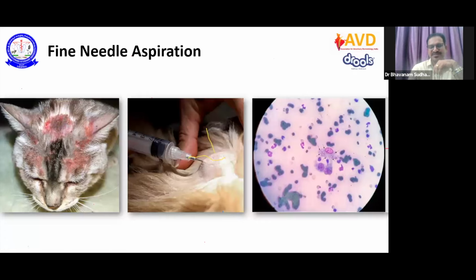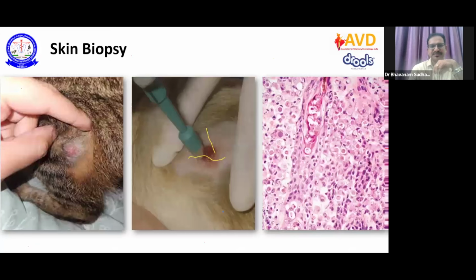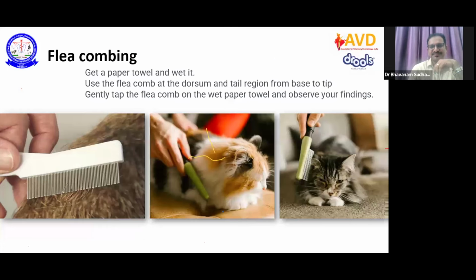Next one, finally, aspiration. Generally, we are not advising it unless there are elevated, nodular-like lesions. Parasitic infections generally won't cause them, but where there is a combination of infections, we need to go for needle aspiration. Biopsy. This is also not a routine test for external parasites, but we advise it to identify concurrent diseases. Next one is flea combing.